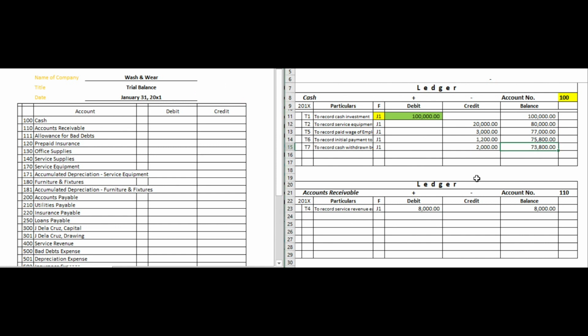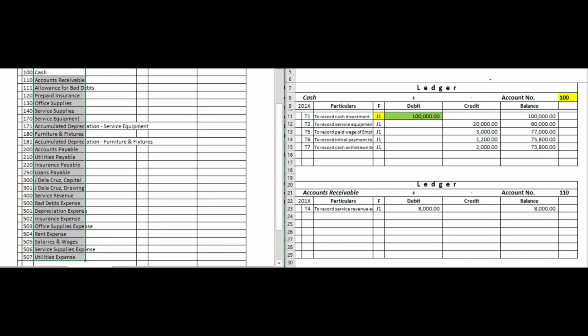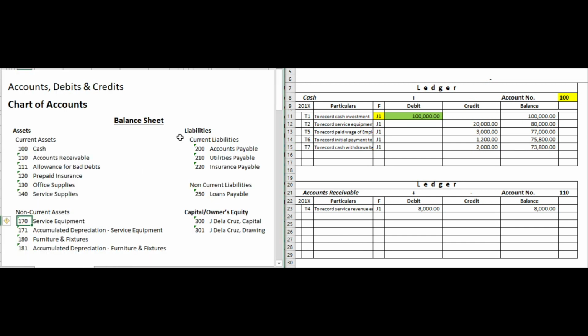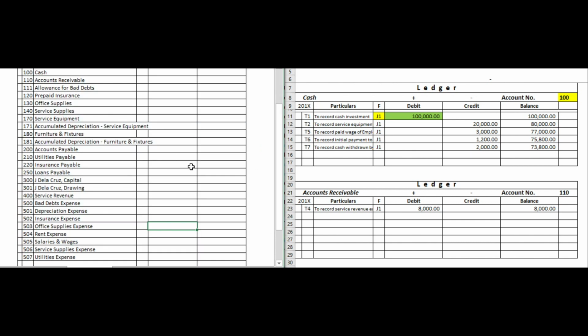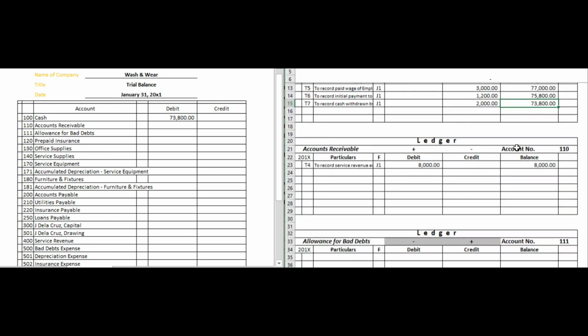Okay. First, you write all the accounts. Yan. Saan galing itong accounts natin? Galing saan? Sa chart of accounts natin. Okay? Saan yung chart of account natin? Alphabetically arranged yan. Okay? Chart of account. Dito siya galing. Lalagyan lang natin ng pinaka-summary. 2 columns, debit and credit. Okay? Cash, the ending balance is 73,800. Okay? 73,800.